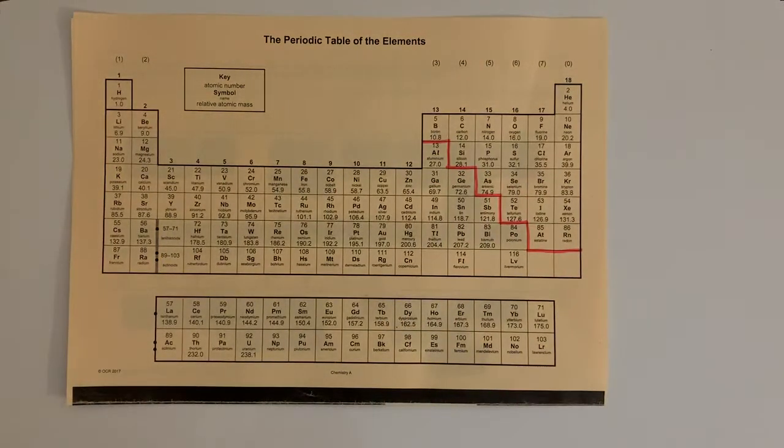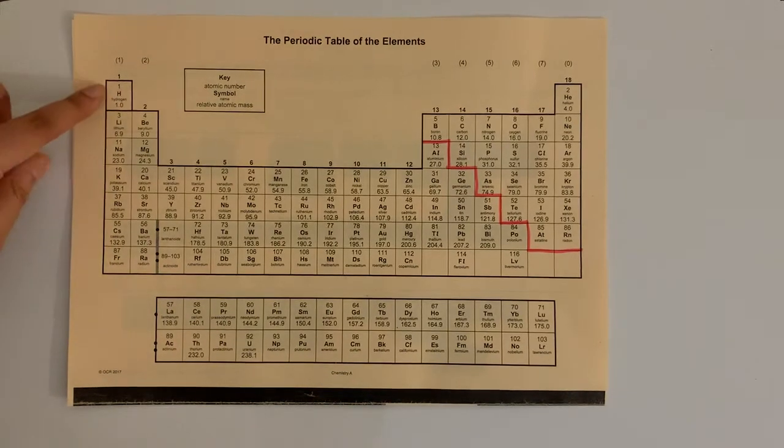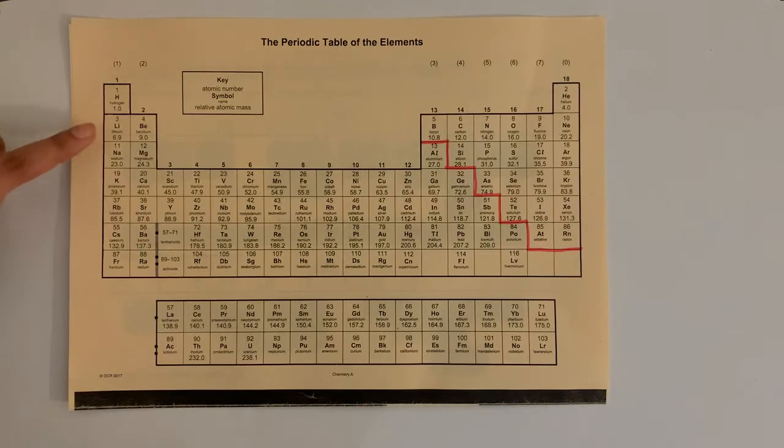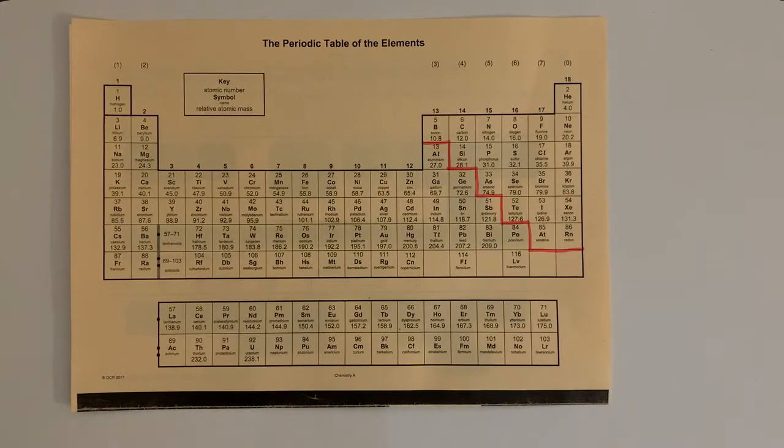Okay, so in terms of periodicity of electron configuration, every time you start a new period, you start filling the next energy level, the next shell up. So this is going to start filling n equals 1, n equals 2, n equals 3, and so on. So what that does is it essentially gives rise to the different blocks that we have in our periodic table.